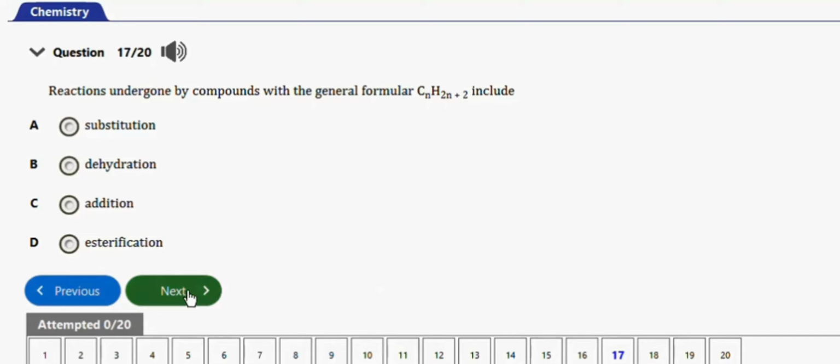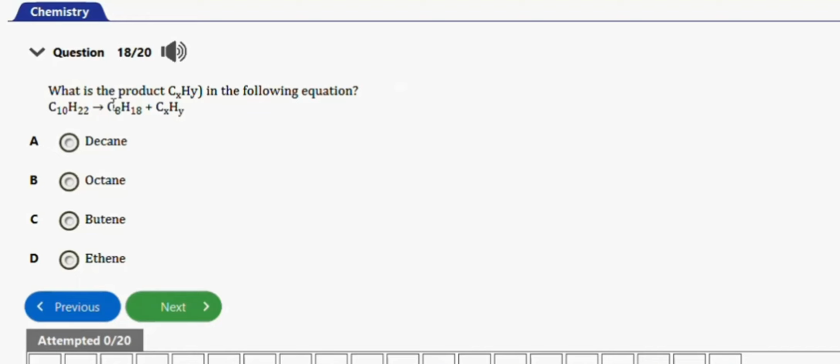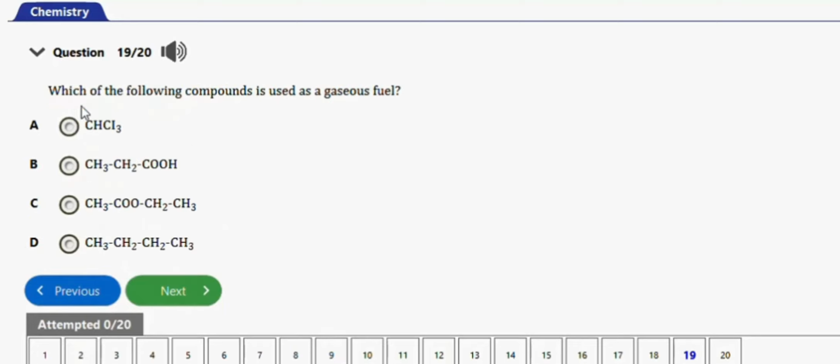The next question with this one, it says what is the product in the following equation? So in this equation, the product will be 18. When you express this on paper, you're going to say to be 18. That's for this question.